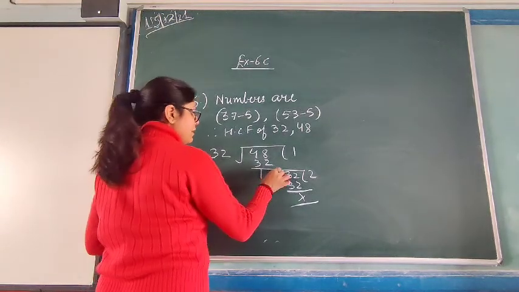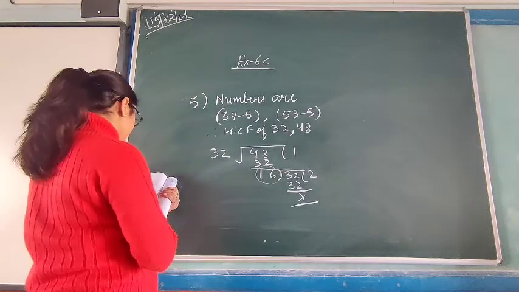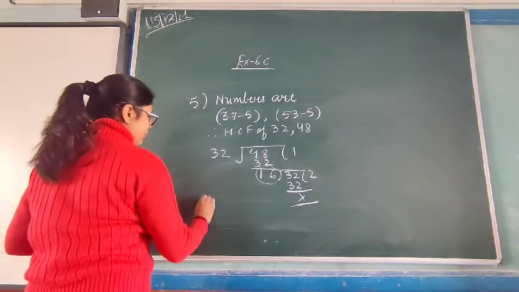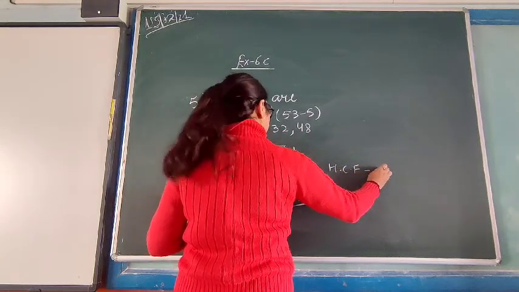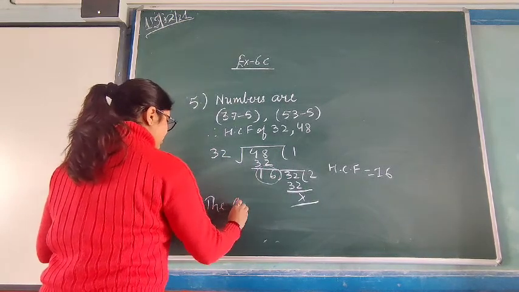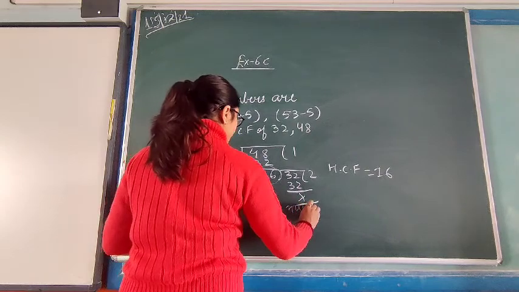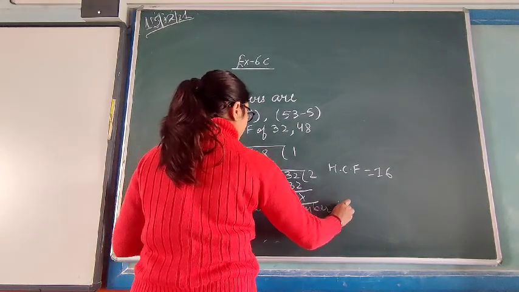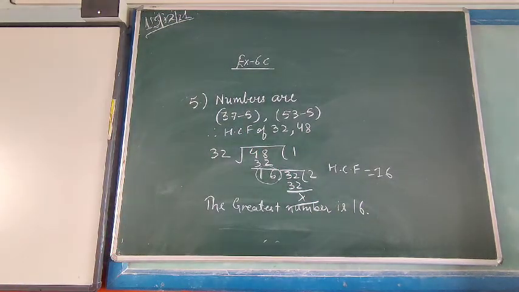So whatever will be the last divisor, that will be the HCF. So here the greatest number will be. Therefore HCF is equals to 16. So the greatest number 16. Okay, copy it first. Then come to 6th question. 6th you will do by your own.